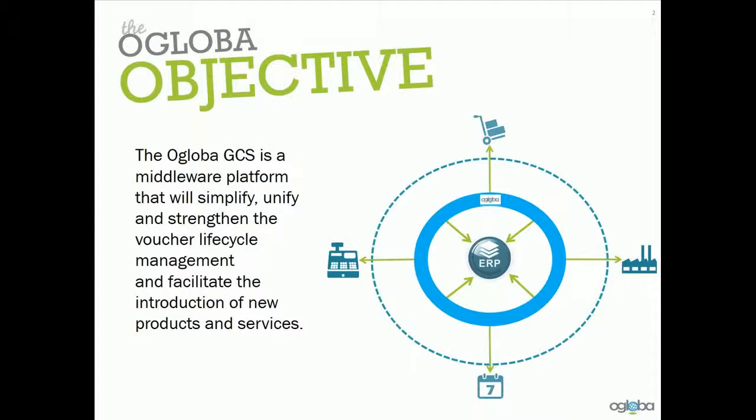The Ogloba solution is a middleware platform that will simplify, unify and strengthen your voucher lifecycle management, and facilitate the introduction of new products and services. The Ogloba platforms are used by large closed-loop program managers worldwide and generate in excess of 100 million transactions every month.